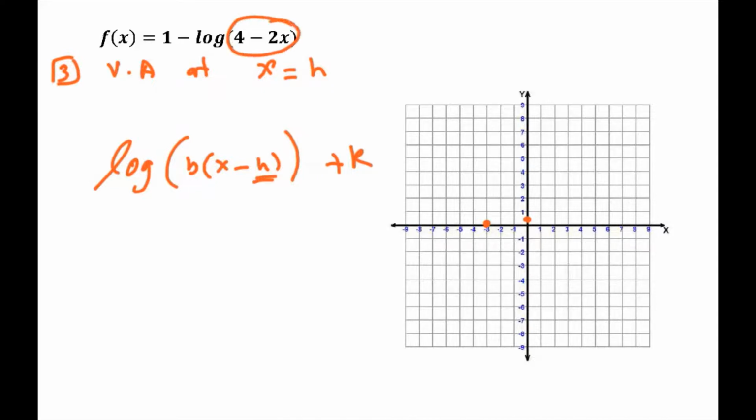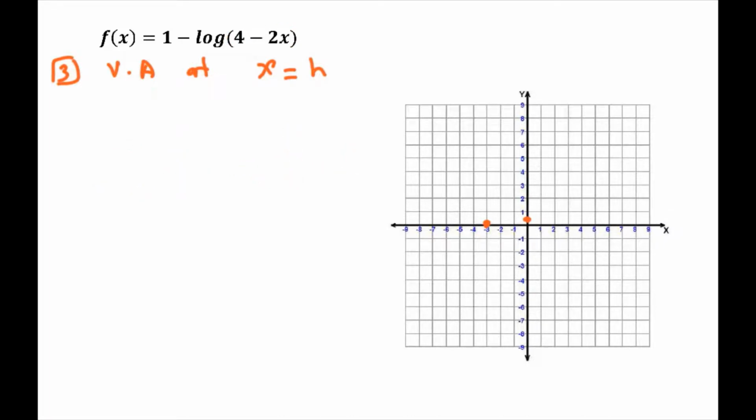So we need to reorganize this function. So let's do it on the side here. It's going to be negative 2x plus 4. Now we will take negative 2, which is b, as a common factor. Remember the transformations. That's going to be your h. You change the sign. So in this case, h is going to be equal to 2. And it's a vertical asymptote. So you go here and draw a vertical asymptote. Now we will match between these points. Let me just fix this one here.